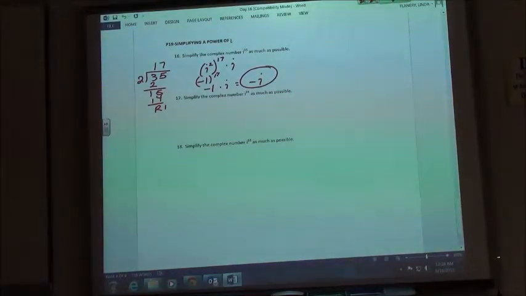There's only ever going to be 4 possible solutions. You're either going to get i, -i, 1, or -1. Anything other than that is not going to be correct.